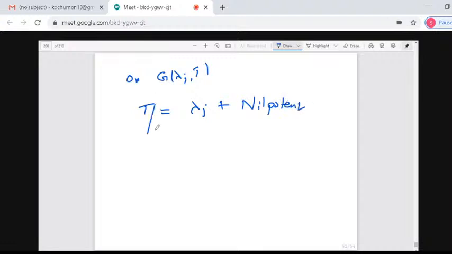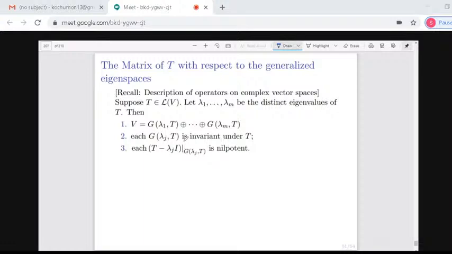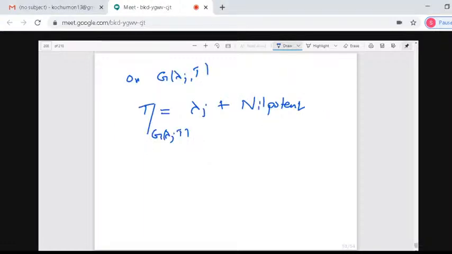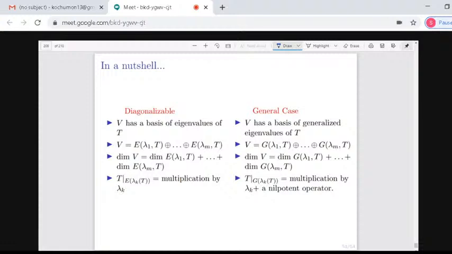T restricted to G lambda j T. This is the crux of this theorem. So now, what have we done till now, what we have done today? First case is, how do you distinguish diagonalizability? What can you say in the general case?